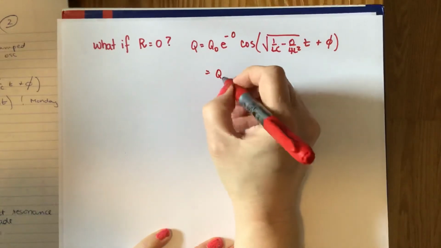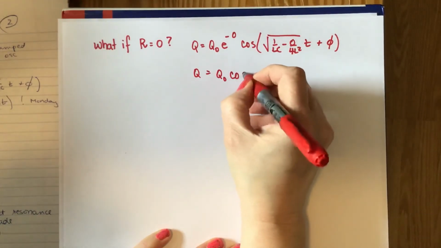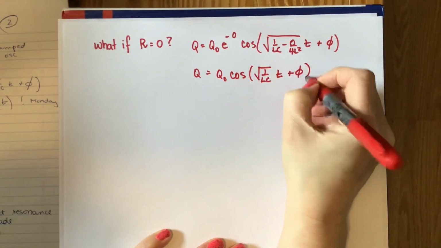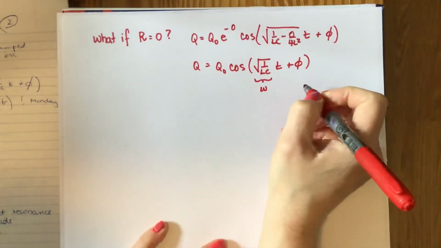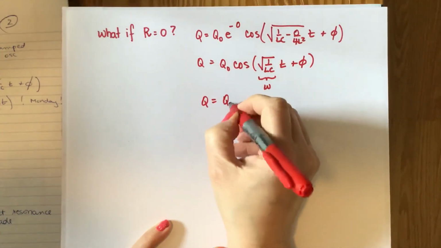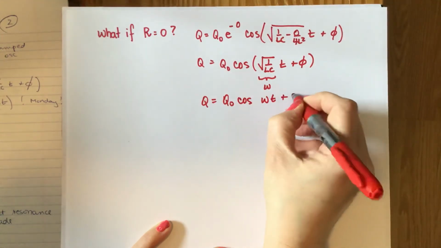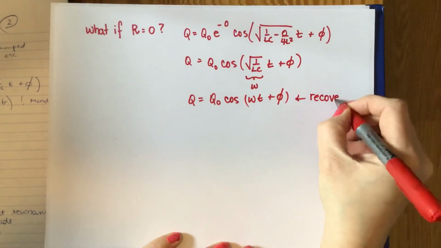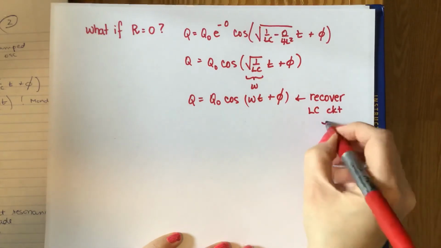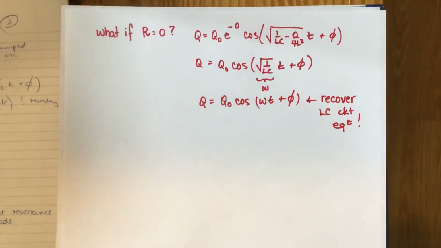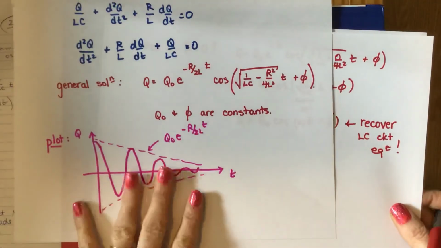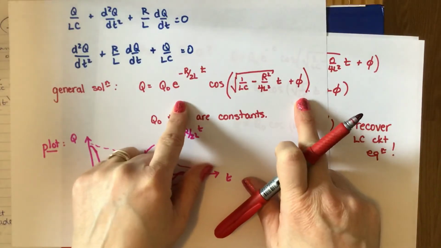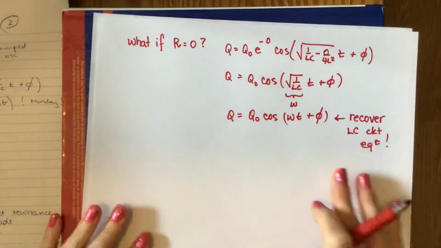E to the minus 0 is 1, so we get Q equals Q0 cosine square root 1 over LC times t plus phi. You might recognize this as the angular frequency in an LC circuit. Q equals Q0 cosine omega t plus phi. So if R equals 0, we recover the LC circuit equation. That is good, and it tells us if the resistance in our circuit is pretty small, then this equation is definitely true, but it's approximated by this equation if your R is pretty small.